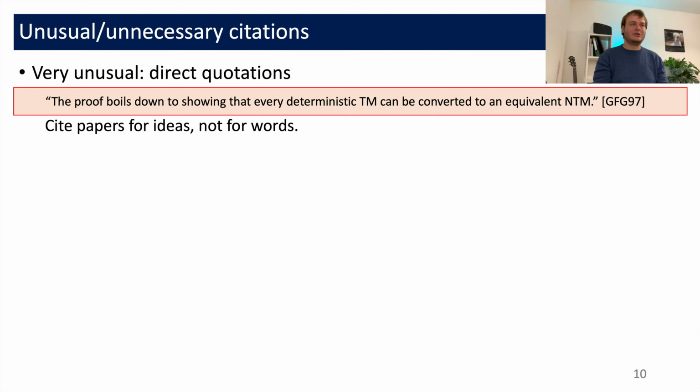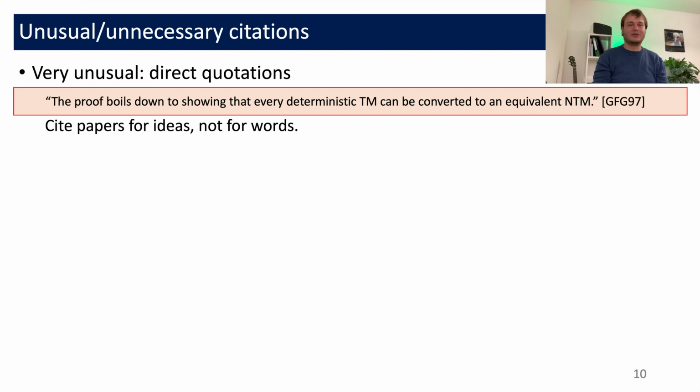So more generally, usually we cite papers for ideas, not for their words. So usually you would take a look at this paper, read it, understand it in your way, and then explain it in your way, and then just cite them for, hey, all of the ideas that I have from there, instead of taking their words.